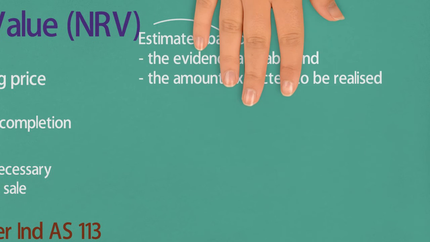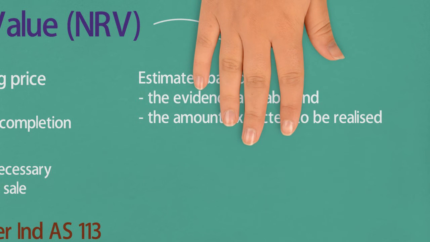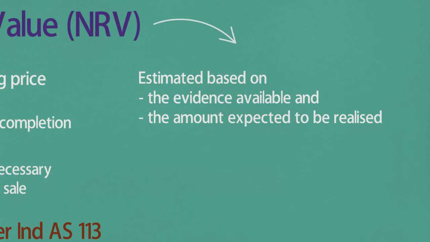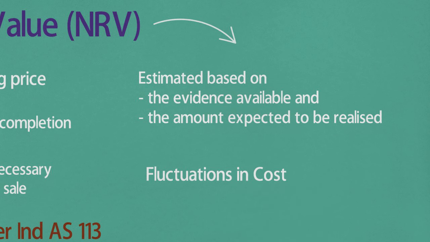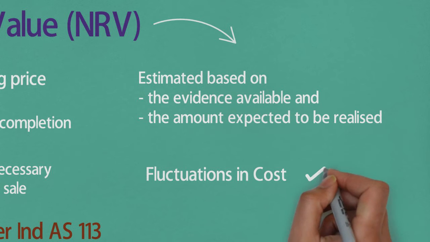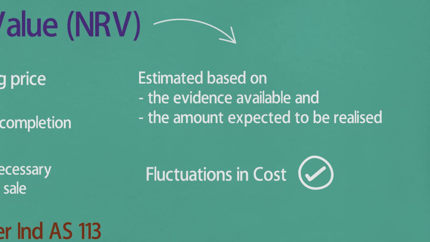Let us move on to computation of NRV. The NRV is estimated on the basis of evidence available at the time of estimation and the amount expected to be realized. Remember that while estimating the NRV, one has to take into consideration the fluctuations in price or cost after the reporting period. So understand, if such fluctuations confirm conditions existing at the end of the reporting period, when such fluctuations have happened after the reporting period, then while estimating NRV, one has to take consideration of such fluctuations in price or the cost.